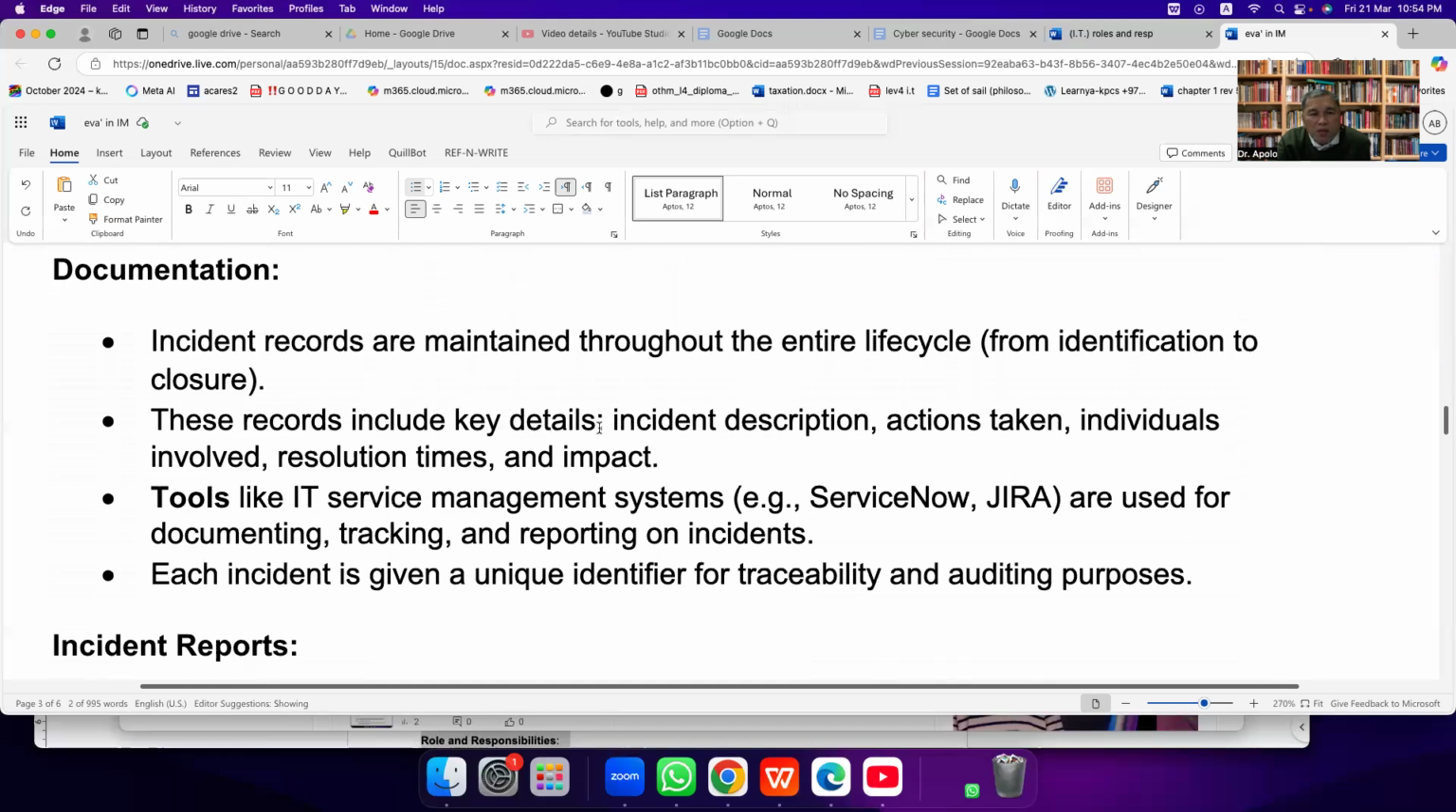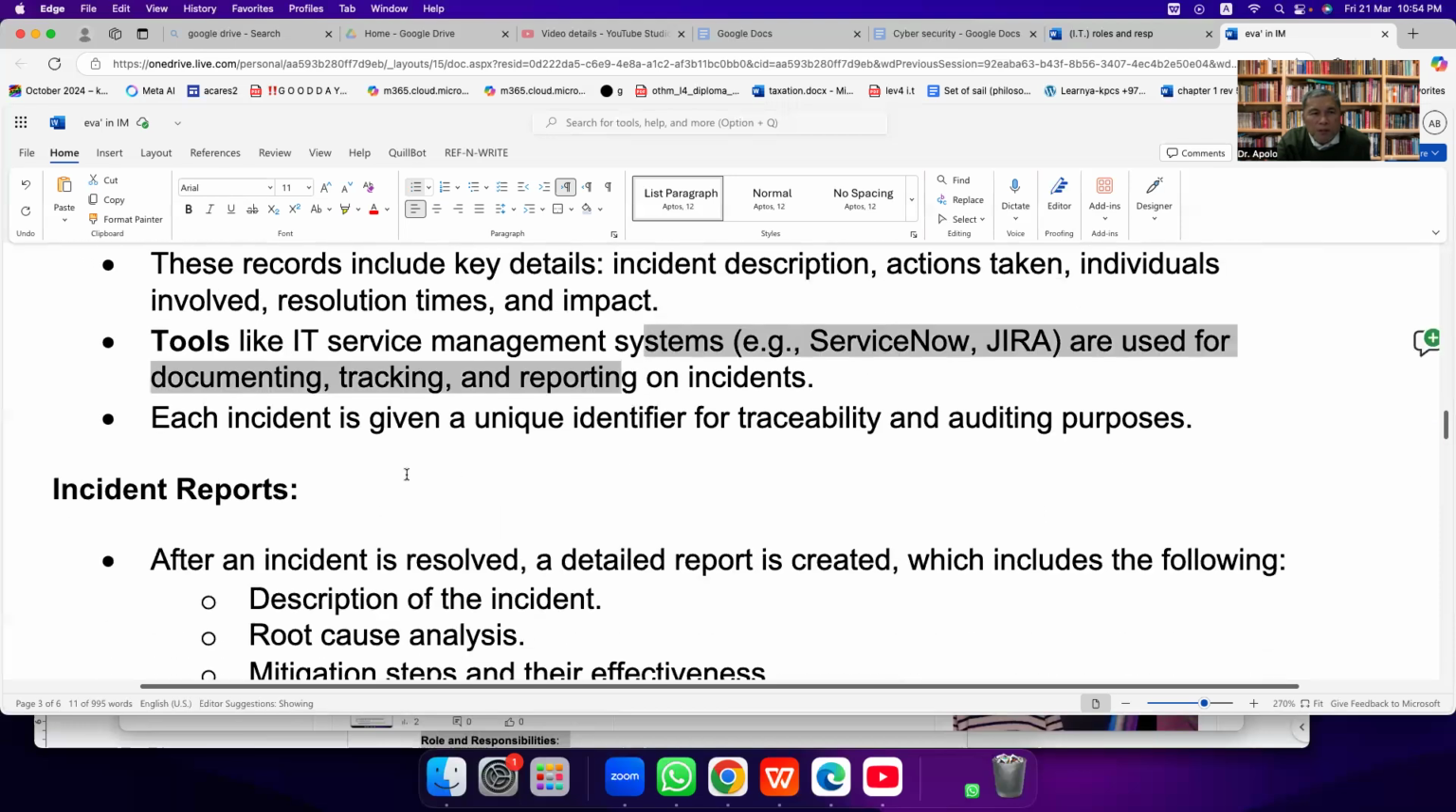These records include key details: incident description, action taken, individuals involved, and resolution times. We also have tools like an IT service management system, used for documenting, tracking, and reporting incidents. Each incident is given a unique identifier for traceability and auditing purposes.